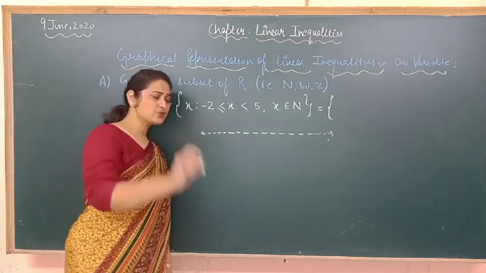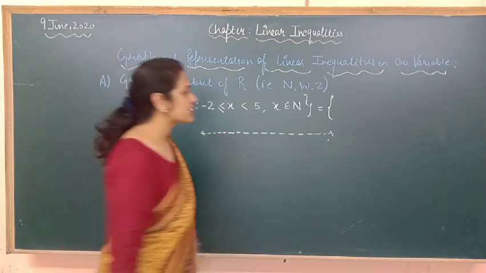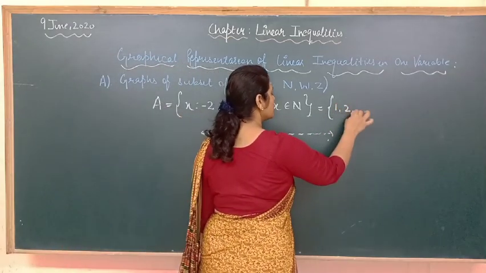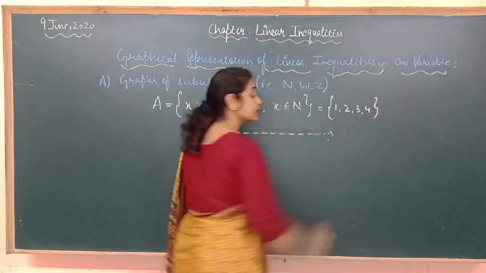अब roster form में solution set क्या होगा? Natural numbers तो 1 से start होते हैं, तो क्या आएगा? 1, 2, 3, 4. That's it.